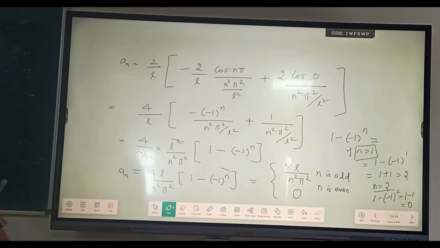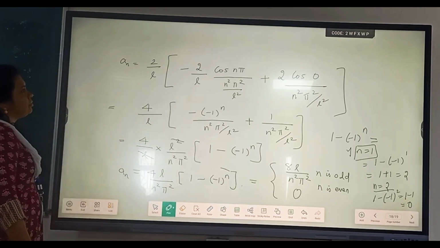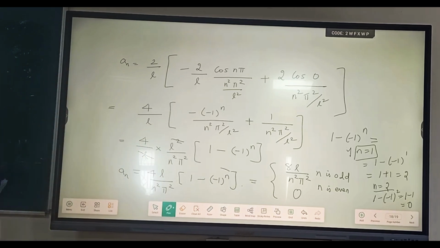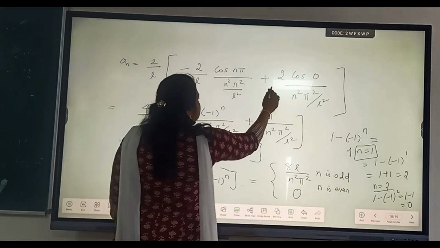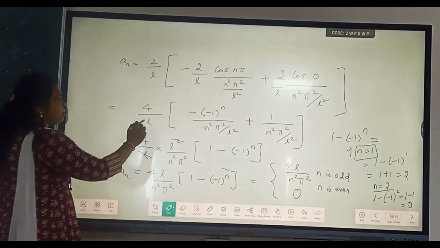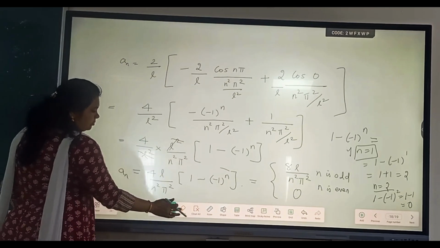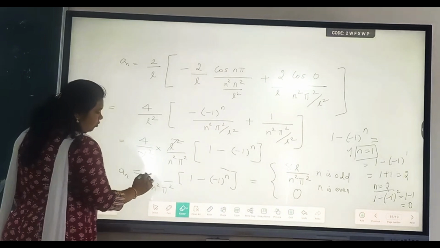Check the term here. Any term did I miss? Oh, here one L is already here, is it? So I missed the term. What if I check it? I missed the term here. So L square will come outside. The whole L square will get cancelled. So you get only 4.